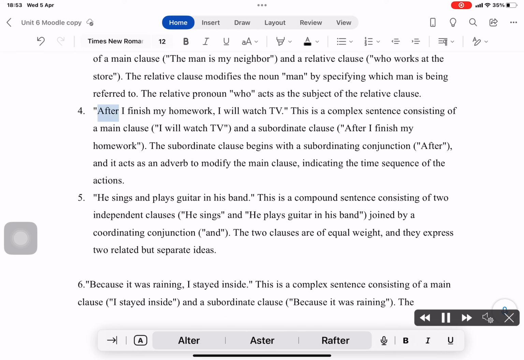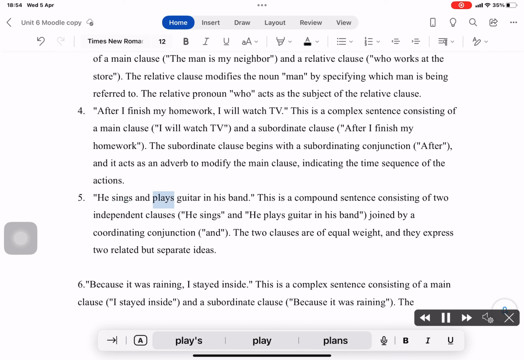After I finish my homework, I will watch TV. This is a complex sentence consisting of a main clause, I will watch TV, and a subordinate clause, after I finish my homework. The subordinate clause begins with a subordinating conjunction, after, and it acts as an adverb to modify the main clause, indicating the time sequence of the actions.